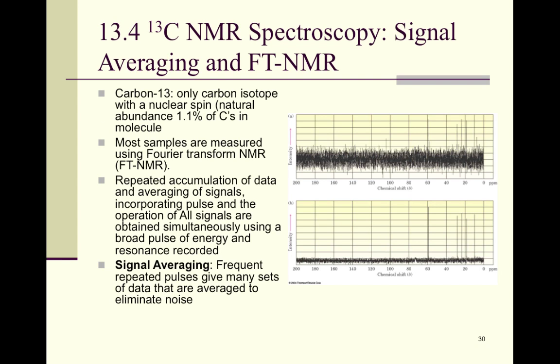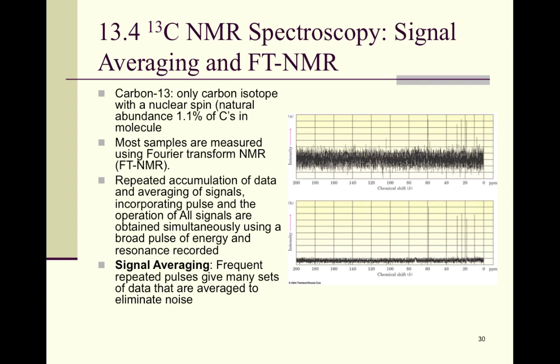Carbon-13 NMR spectroscopy, signal averaging, and FT-NMR. Carbon-13 is the only carbon isotope with a nuclear spin, and its abundance in nature is just 1.1%. Most samples are measured using FT-NMR. Repeated accumulation of data and averaging signals, incorporated pulse, and the operation of all signals are obtained simultaneously using a broad pulse of energy and resonance recording.